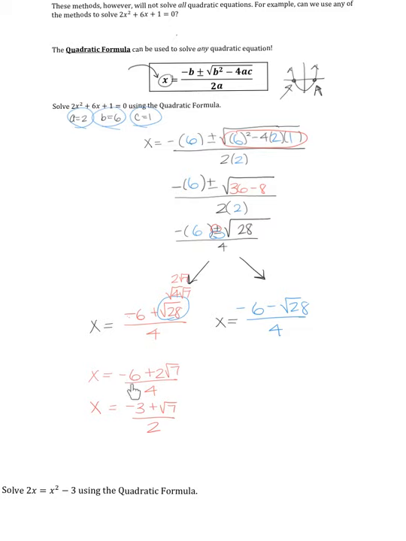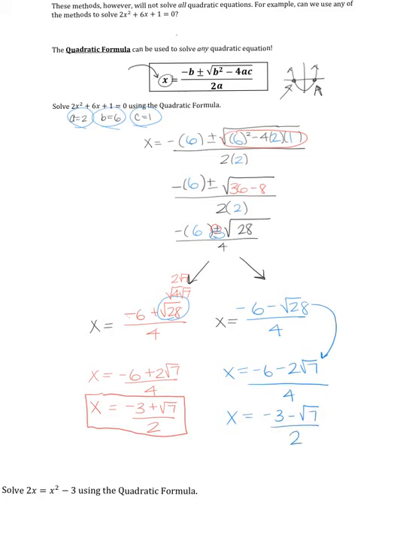Again, note that I just divided every piece by 2 to reduce this down. This would be our first x answer. Our second x answer would be negative 6 minus 2 square root of 7. Again, just rewriting the square root of 28 as 2 square root of 7 over 4. And then reducing that one by 2. Negative 3 minus square root of 7 over 2.